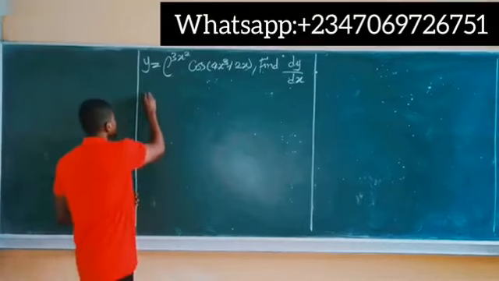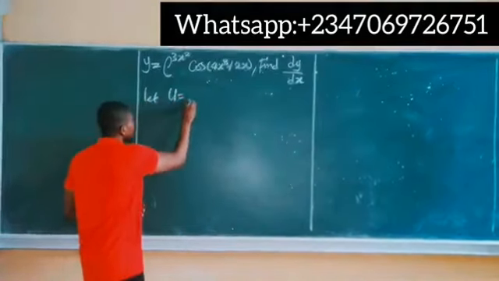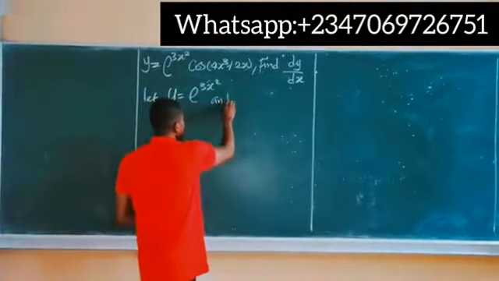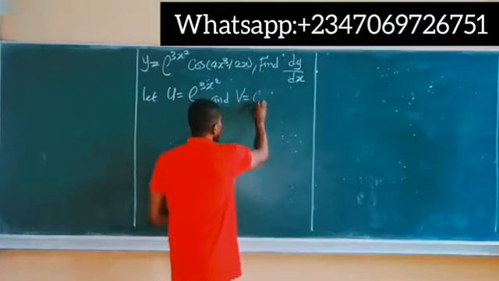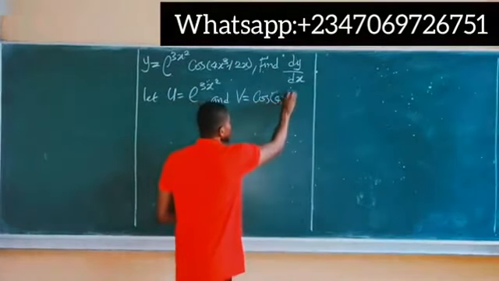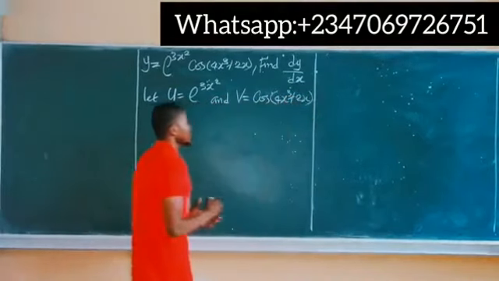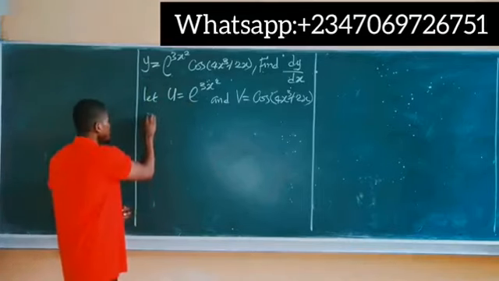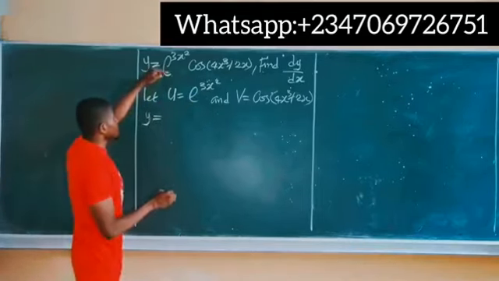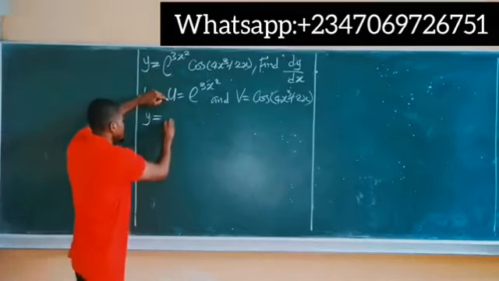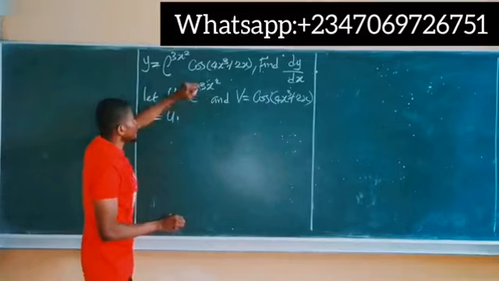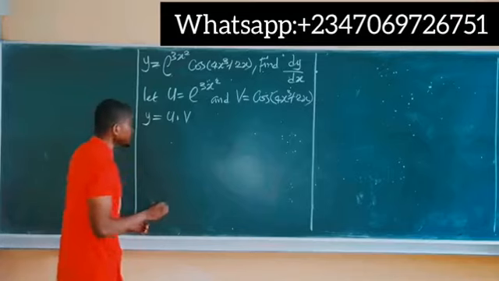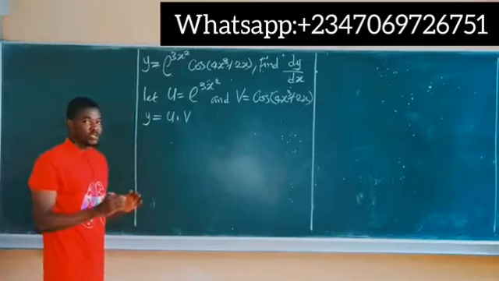First of all, I will say let u be equal to exponential 3x squared and let v be equal to cos 4x cubed plus 2x. So if I have this, it now means that the whole equation becomes y is equal to, in place of exponential 3x squared, I will simply replace it with u, times, in place of cos 4x cubed plus 2x, I will simply replace with v. Okay, so this now looks like product differentiation.